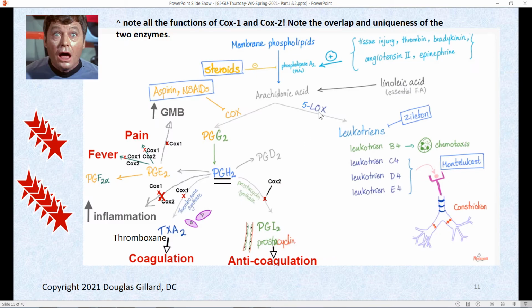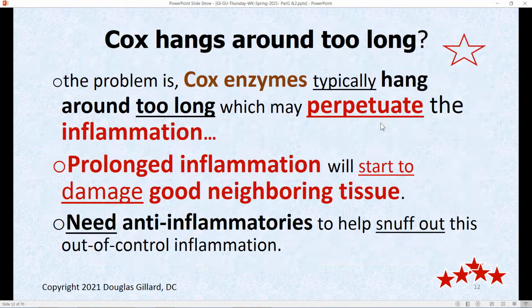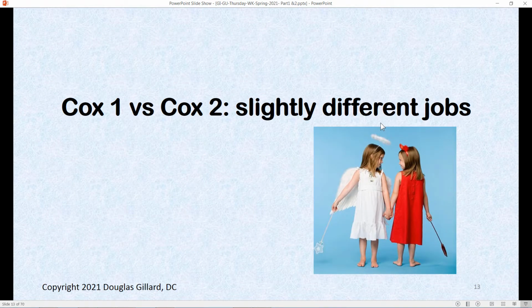We won't worry about the LOX and leukotriene pathway. You'll need that for boards. You'll get that in physiology if you haven't had it. So great, COX enzymes are great. What's the problem? The problem is they hang around too long. Once the inflammation is cleaned up, the COX enzymes need to shut down, but they don't. They're notorious for being around too long and causing prolonged inflammation, and prolonged inflammation can actually damage good tissue.